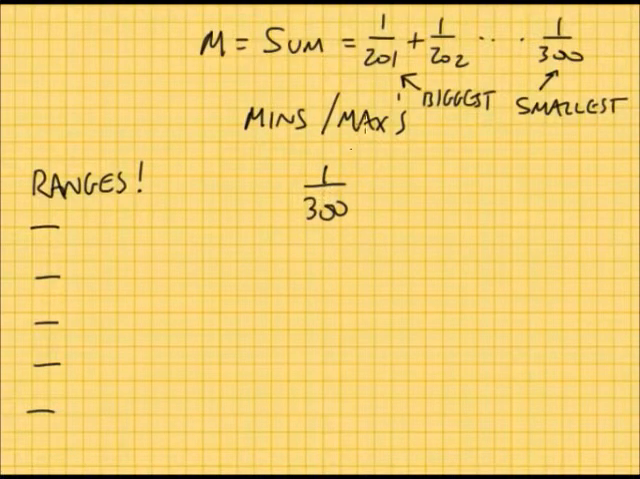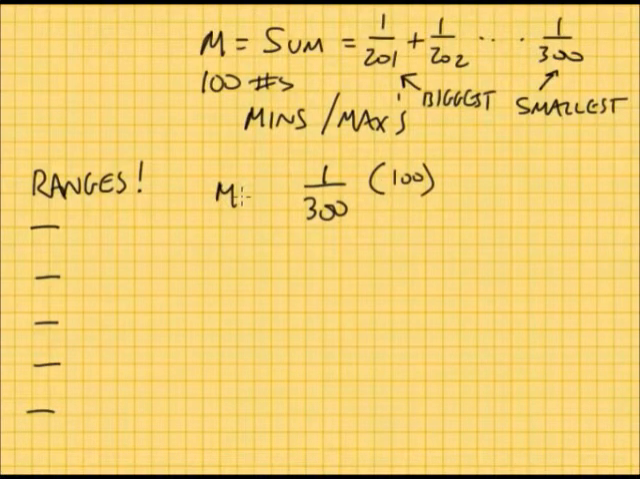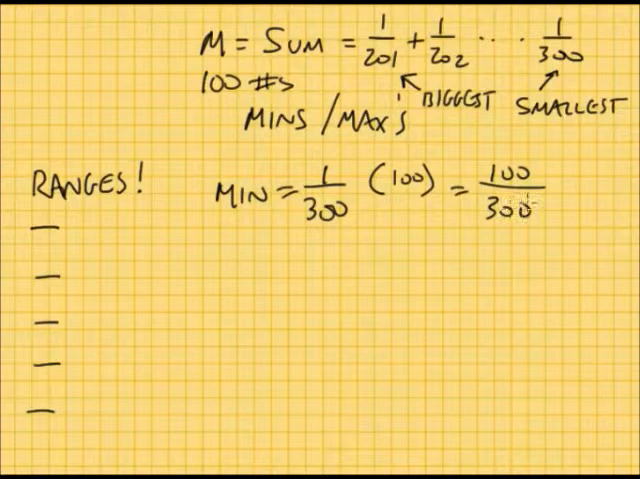There are 100 numbers, and that's worth noting. M is the sum of 100 numbers. At the minimum, they're all equal to 1 over 300. So, at the minimum, what is that value? 100 times 1 over 300 is a real simple bit of simplification. Just drop the zeros, and you know at the minimum, this whole big string adds up to 1/3.